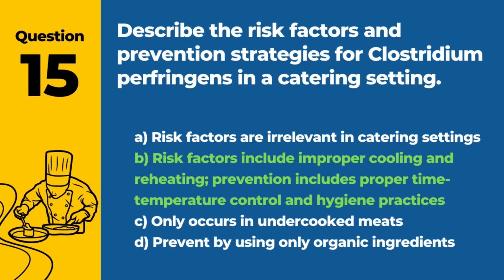Answer B. Risk factors include improper cooling and reheating. Prevention includes proper time temperature control and hygiene practices. Clostridium perfringens is a bacterium that can grow rapidly in foods that are not cooled or reheated properly. Prevention strategies include strict adherence to time temperature control, avoiding prolonged holding of food in the danger zone, and maintaining good hygiene practices.